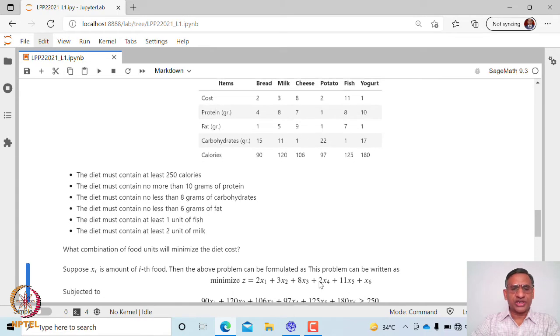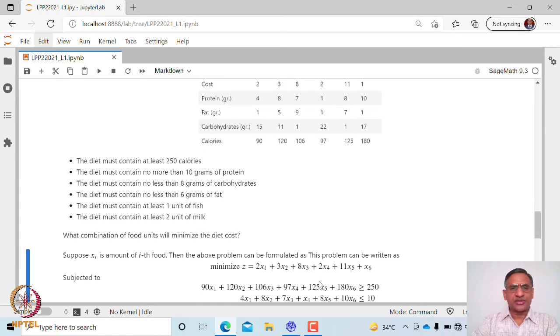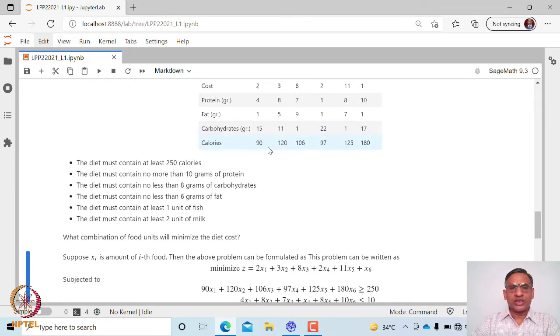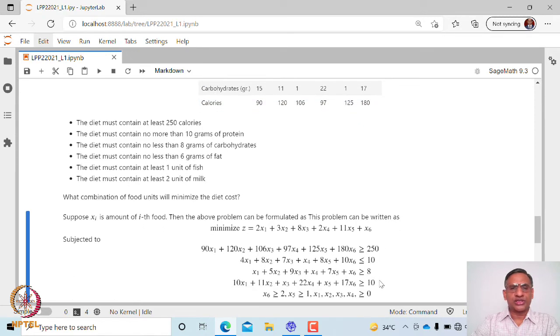Now let us look at the first constraint. The first constraint is the number of calories required. The calories required is at least 250. So the total calories from the last row is going to be 90x1 plus 120x2 plus 106x3 plus 97x4 plus 125x5 plus 180x6, and this should be greater than or equal to 250. That is your first constraint.